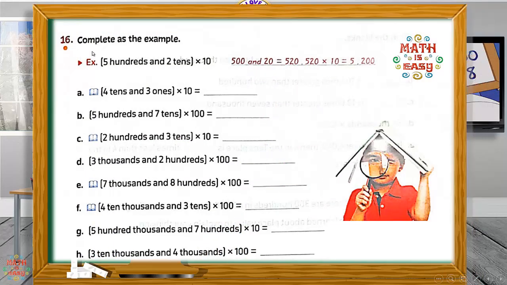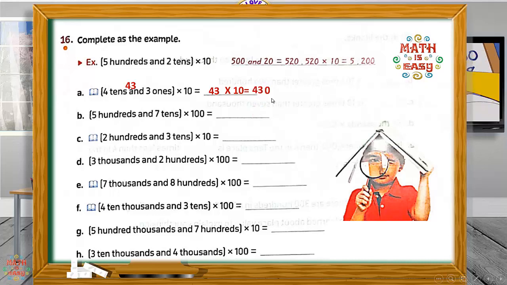16. Complete as the example. 4 tens and 3 ones. Tens meaning 1 zero. Ones meaning nothing, no zeros. So if you want to write this number in standard form, you write 43 times 10. 43 times 10 equals what? Put 0 out in the first. Next, multiply 1 times 43. 1 times 43 equals 43.